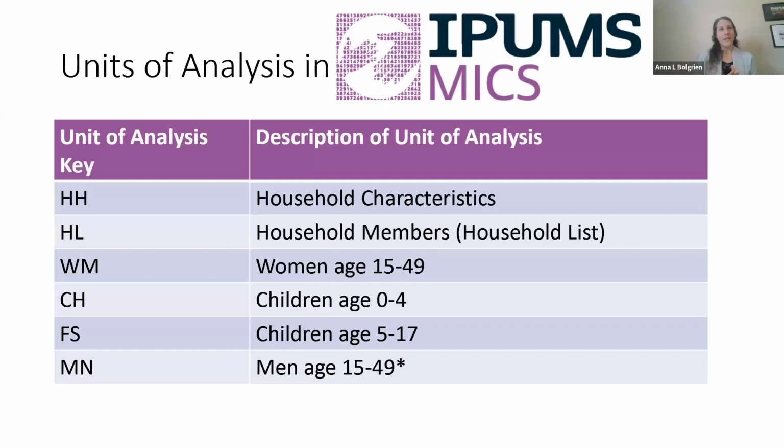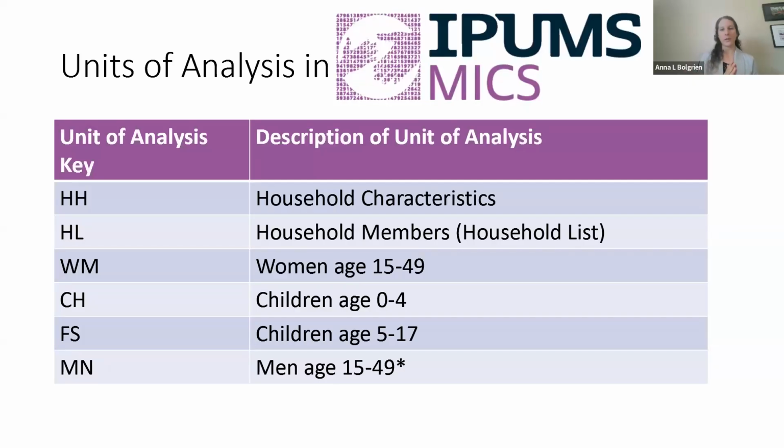Jumping right into the meat of the discussion today, there are a variety of different units of analysis in IPUMS MICS. These are associated with the different questionnaires or data files that are present in the UNICEF MICS datasets. I'm going to frequently be referring to these units of analysis by the first column, which is showing the shorthand. So I'll spend a little bit of time right now talking through these things so that they're not just a bunch of acronyms. The HH unit of analysis refers to household characteristics.